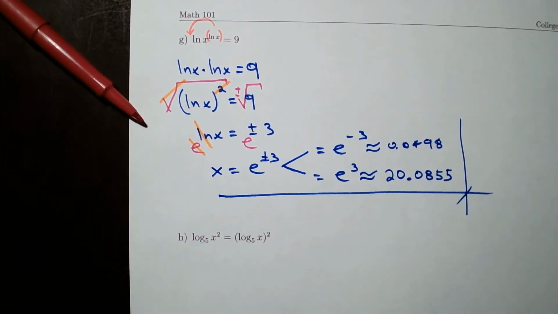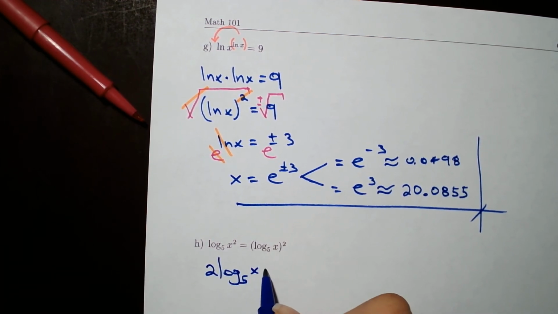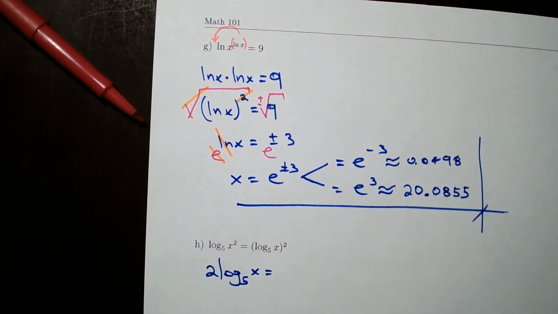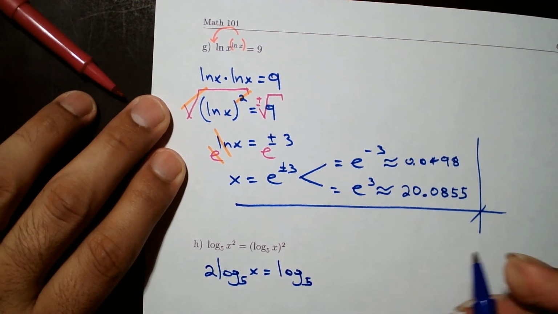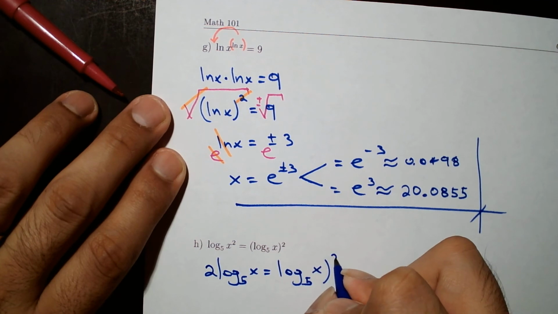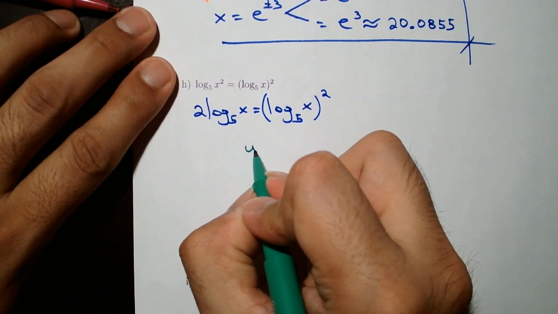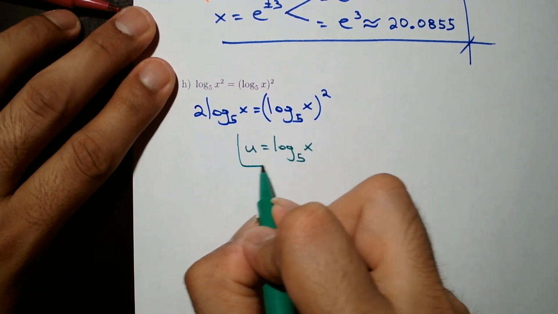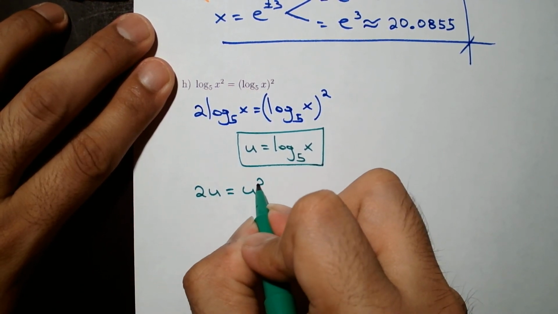So here we are just going to use the SmackDown rule. Boom. 2 log base 5 of x equals simply log base 5 of x quantity squared. So in this case, I'm going to do another u substitution here. I'm going to call u equals log base 5 of x. This will turn this equation into 2u equals u squared.